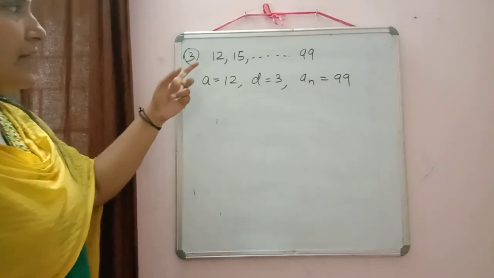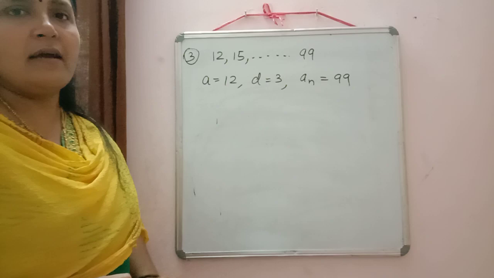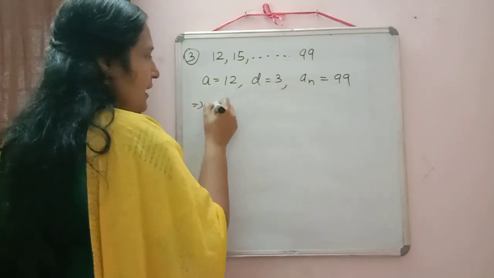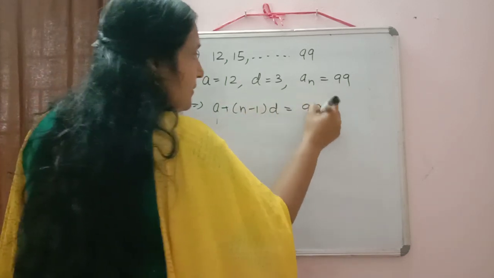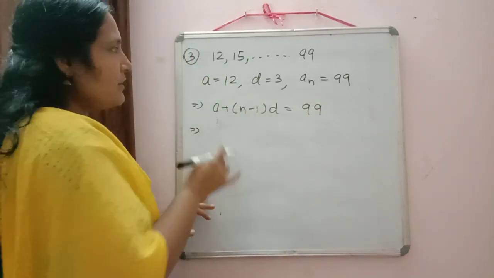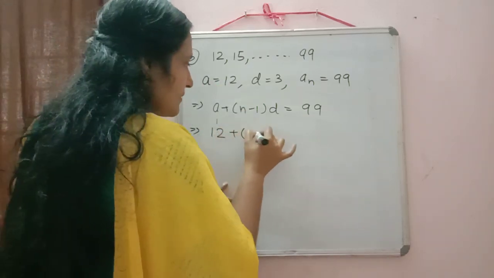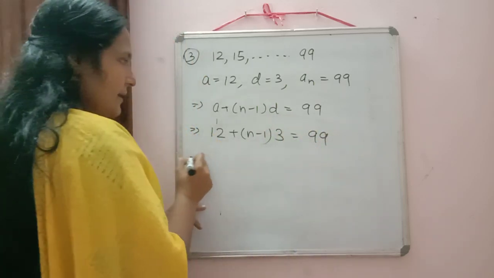So from here again we have to count how many numbers are there. Means we have to find out the value of n. So here I am using the formula A plus n minus 1 into D is equal to 99. Substitute the value. In place of A we have 12 plus n minus 1 into 3 is equal to 99.